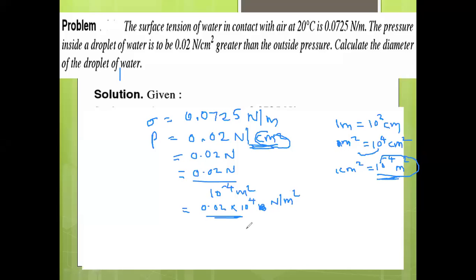Now use the formula P is equal to 4 sigma upon D. Okay. Take this D on this side and P on here. So D will be equal to 4 sigma divided by P. Now calculate it.